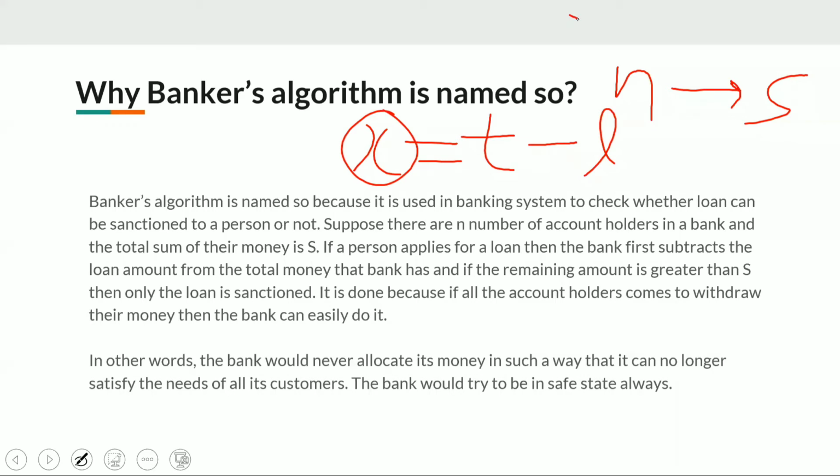Because consider if all the n account holders come one day and say we want all our money back, the bank should have S amount in the bank. So if their current money minus my loan is greater than S, then my loan will be sanctioned. In other words, the bank would never allocate its money in such a way that it can no longer satisfy the needs of all its customers. The bank would always try to be in a safe state. So that's why it is called Banker's algorithm.